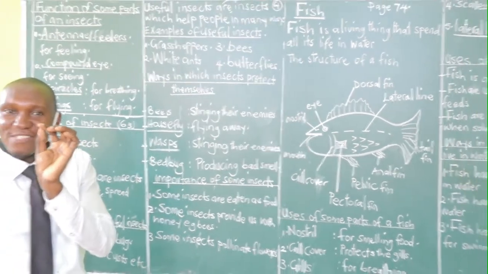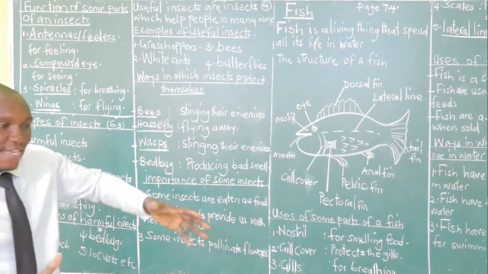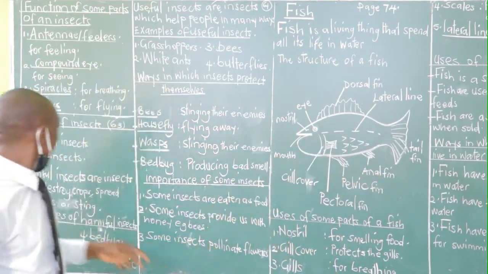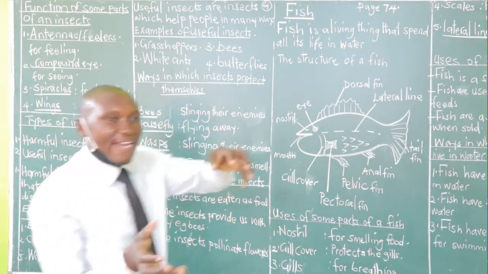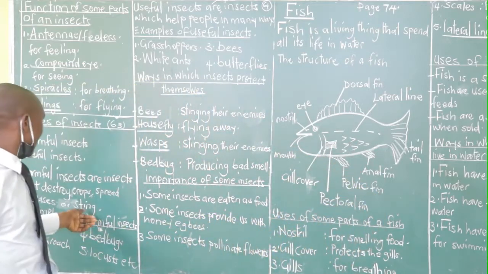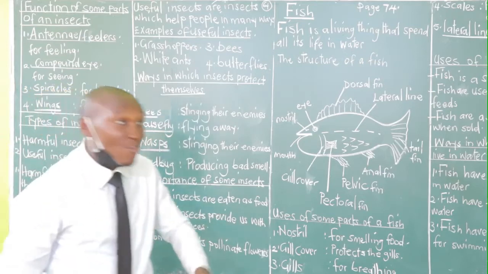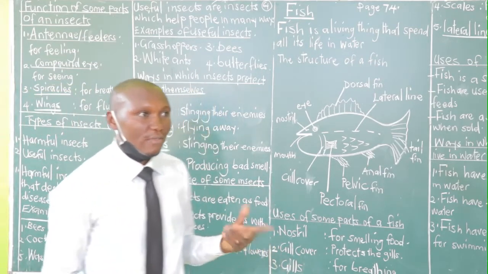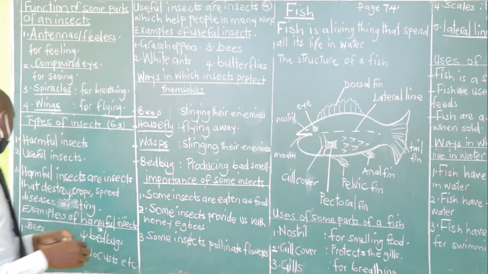I think you can now classify the insects that destroy crops. Two, you can classify the insects that spread diseases, the house flies. Next, you can look at the insects that sting. If you joke with it, it stings you somewhere, then you feel pain.